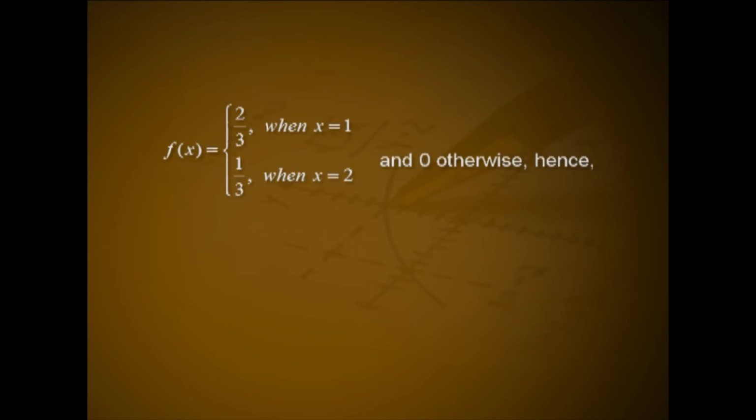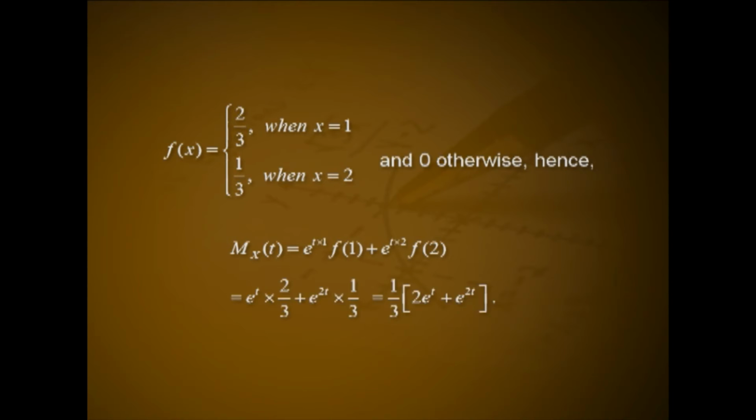Solution. The moment generating function M_X(t) equal to expectation of e raised to tX. Given f of x equal to 2 by 3 when x equal to 1 and 1 by 3 when x equal to 2 and 0 otherwise. Hence, M_X(t) equal to e raised to t into 1 into f of 1 plus e raised to t into 2 into f of 2. That is e raised to t into 2 by 3 plus e raised to 2t into 1 by 3. That is 1 by 3 into 2 e raised to t plus e raised to 2t.